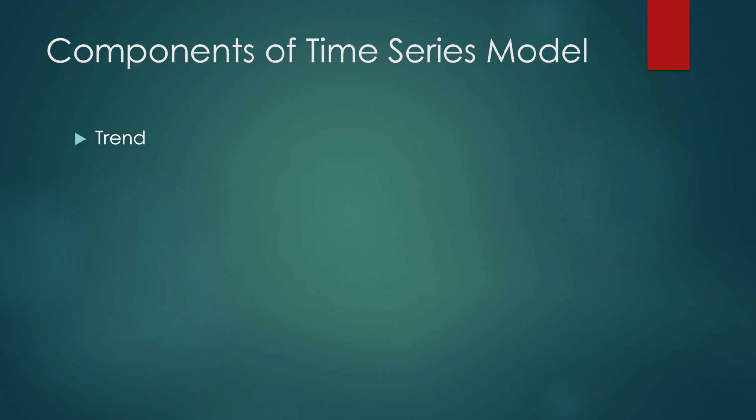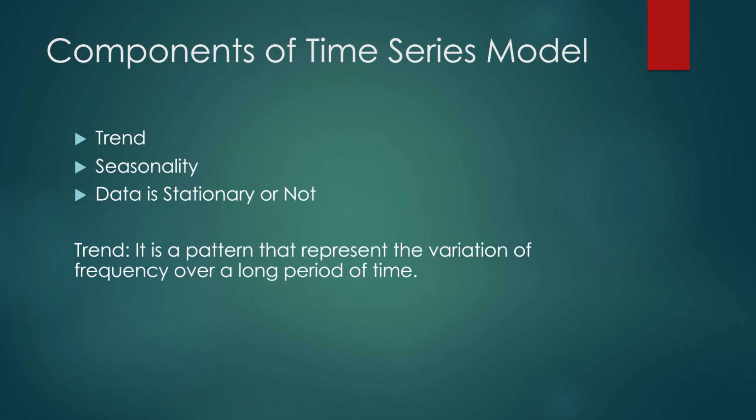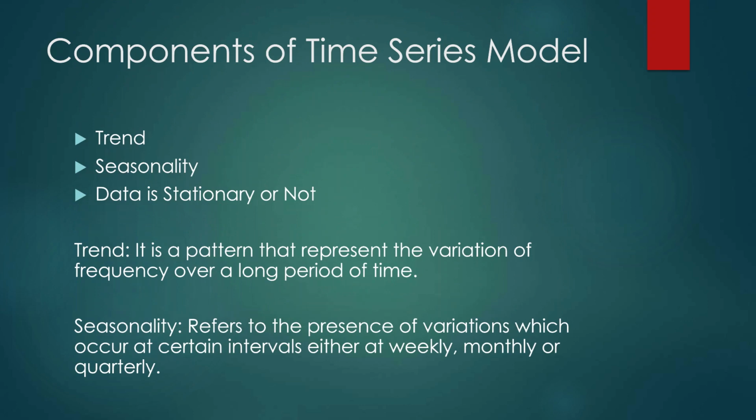Let's quickly discuss what are the components of a time series model. When we analyze the data, we have to analyze these components. First one is we have to analyze the trend, seasonality, and whether the data is stationary. That is one of the main things. If your data is not stationary, then we have to make our data stationary. Trend is a pattern that represents the variation of frequency over a long period of time. We can see the pattern for 10 years, like we have a data set having 10 years of data. We need to analyze how the trend will be over a long period of time. We have to analyze that, and we can pass the information to the model also.